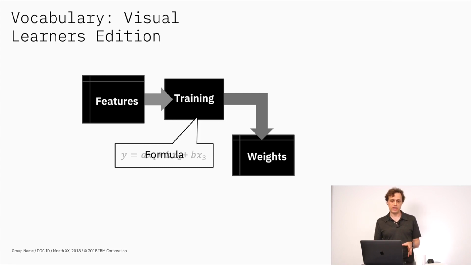The process of training takes some features, some values from a data set of the variables in that formula, and chooses values for the weights, some good values for the constants in that formula, so that if you evaluated the formula, you would get good results in the context of this application.